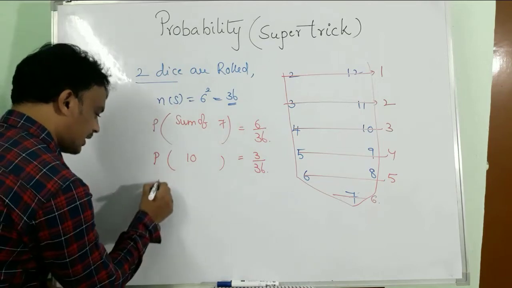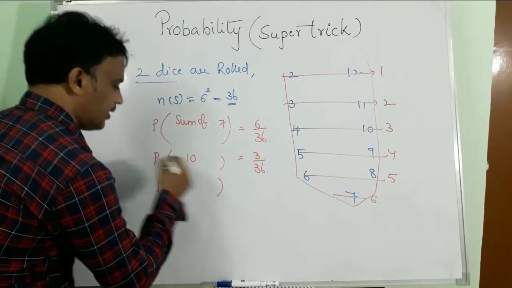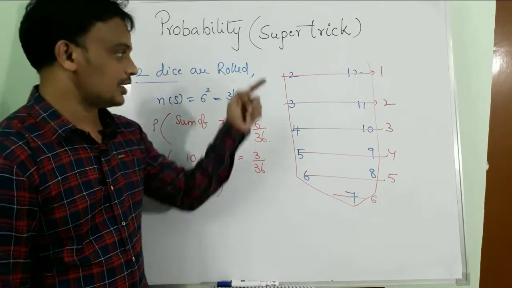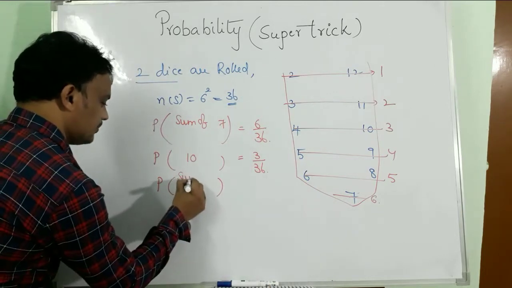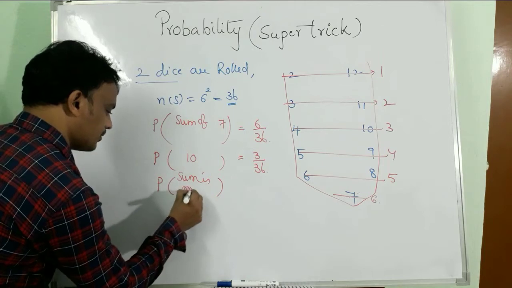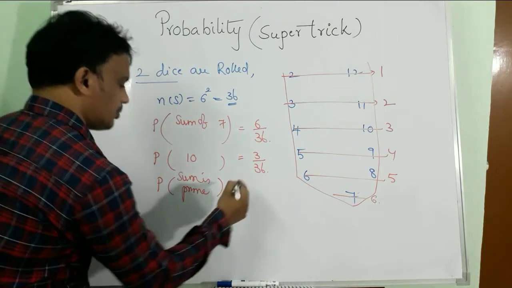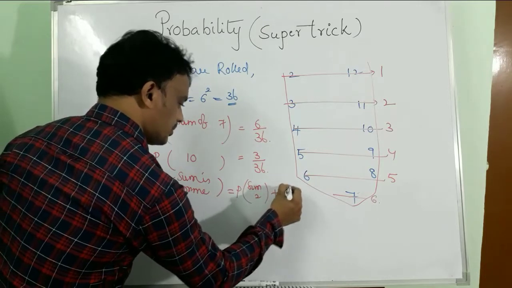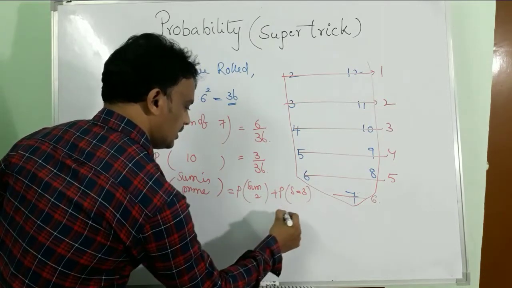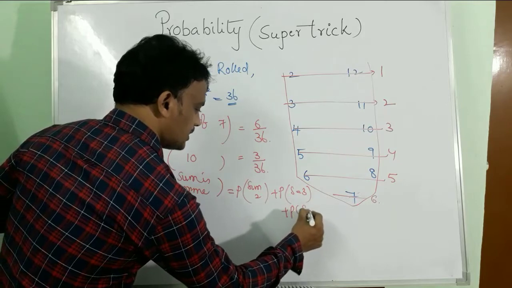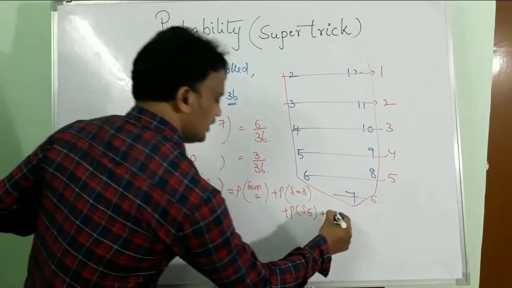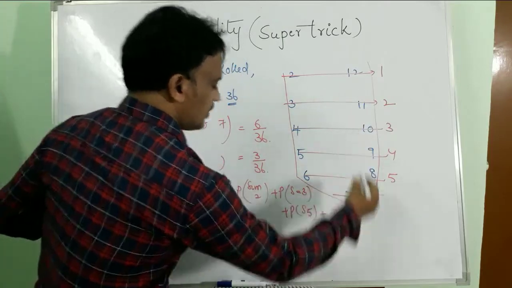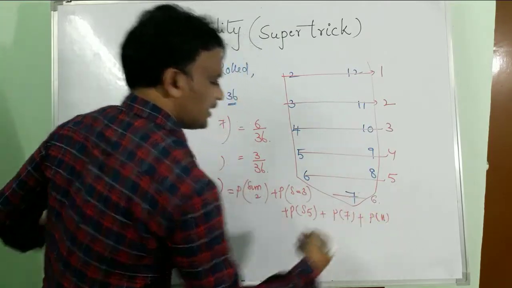Sometimes they can ask like this: what is the probability that the sum gives a prime number? The sum is a prime number, right? That means they are asking for the probability of sum is 2, plus the probability of sum is 3, plus the probability of sum is 5. Am I right, Anuj? Yes. Similarly, the probability of sum is 7 and the probability of sum is 11.